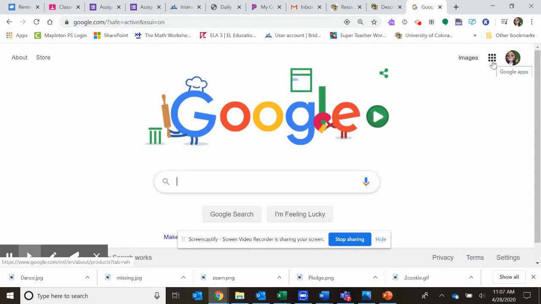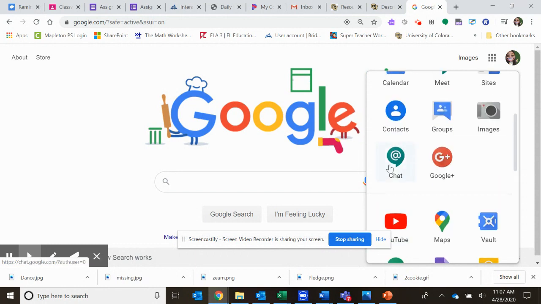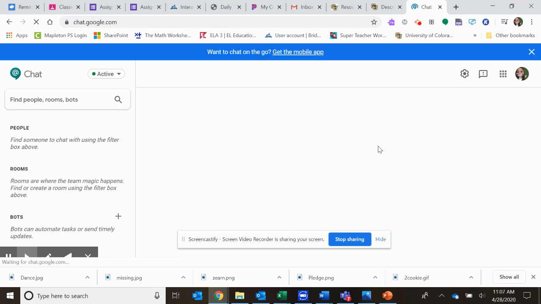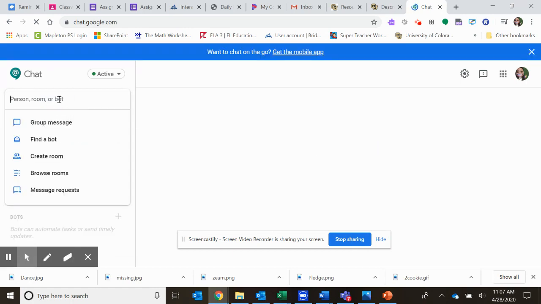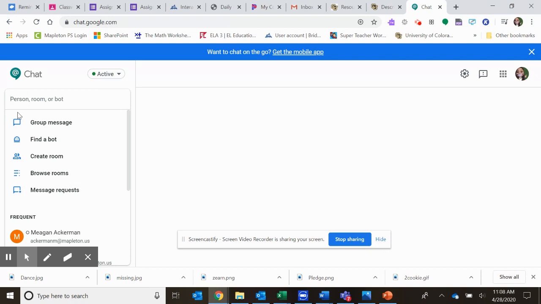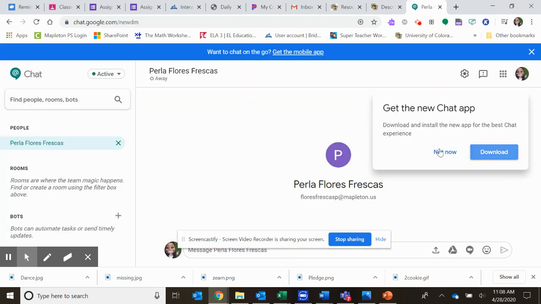So if we just go into Google, you click your little grid here and you go down to chat. I will also have this link in case you forget how to do it. And then you would do find people. You would type in my name. And since I can't type in my own name because I can't message myself, but if I wanted to do Miss Ackerman, I could chat to her and type in her name. Or if I wanted to talk to Miss Flores, I could click on that and then you could chat to that person.